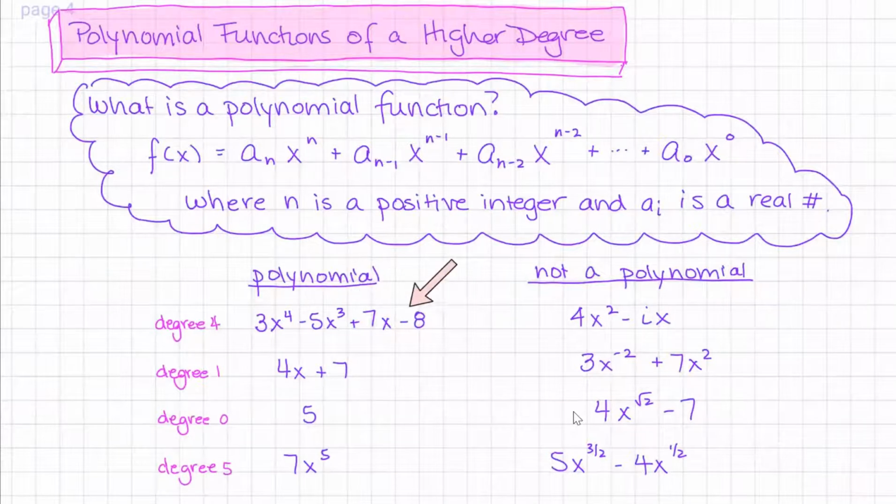So for instance, all the coefficients are real. All of the exponents on the variable are whole numbers and nothing's negative. Same thing here. Even 5 is considered a polynomial. It still follows this form. Not a polynomial. We have a coefficient of i here. That is not real. We have a negative exponent on the variable. Not a polynomial. That's not even a whole number. The square root of 2? That's not a whole number. That's like 1.414 and so on. So not a polynomial. These exponents are fractions. Not a polynomial.